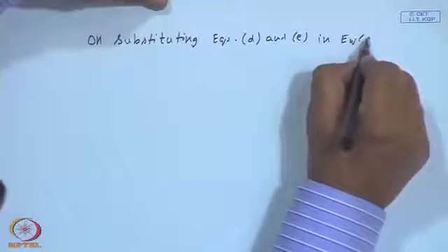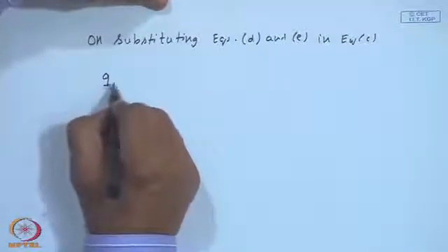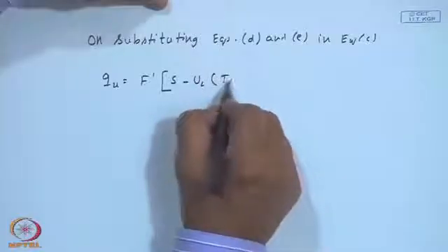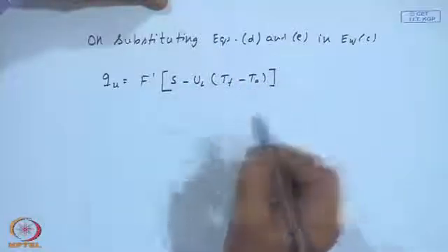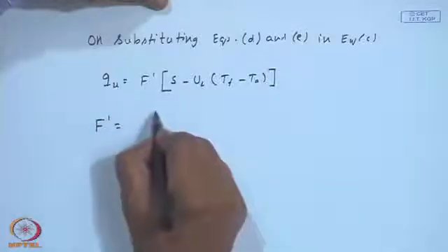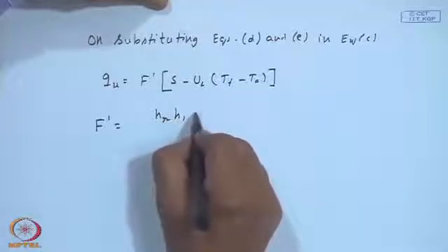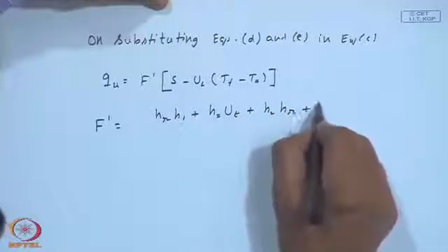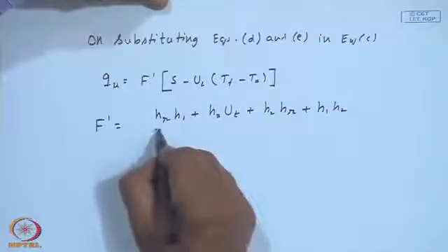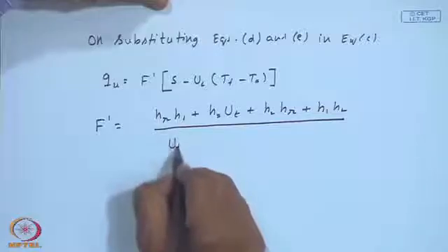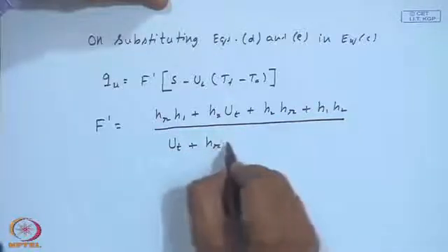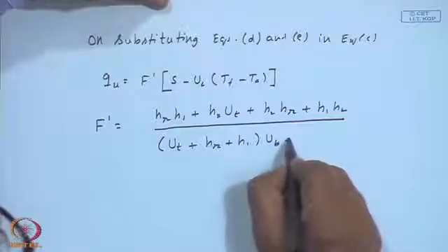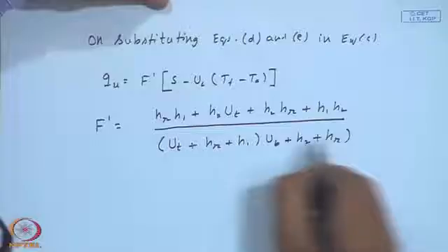So, what really matters is your Qu is F dashed times S minus UL into Tf minus Ta, where F dashed is Hr H1 plus H2 Ut plus H2 Hr plus H1 H2 upon Ut plus Hr plus H1 times Ub plus H2 plus Hr minus Hr square.